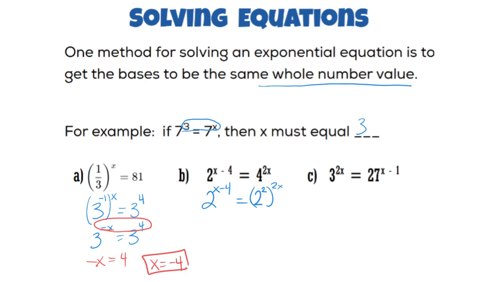Then I'm going to do the same thing I did last time. Power to a power, that's just going to multiply. So that's 2 to the 4x. This side I don't have to do anything with. And what I've got now are the same bases. So let's grab those exponents and set them equal. x minus 4 is going to equal 4x. Subtract the x, and then divide by 3 on both sides. So x is equal to -4/3.